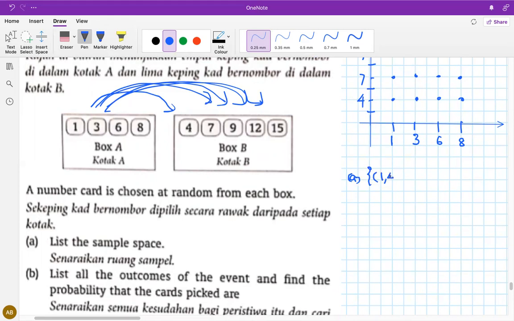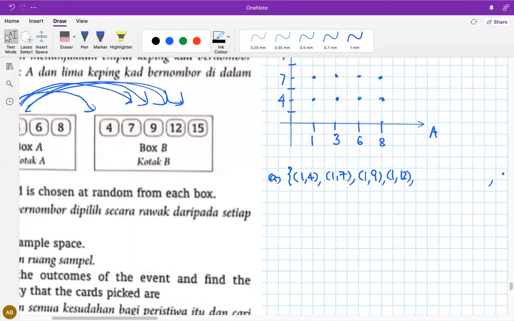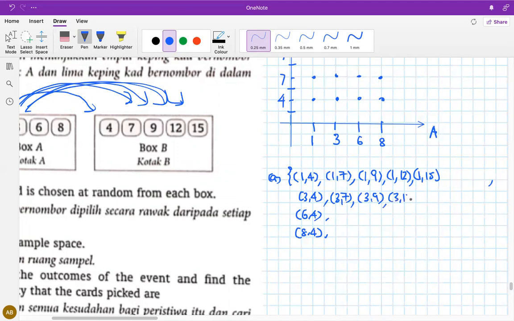So it becomes 1,4; 1,7; 1,9; 1,12; and 1,15. Okay, and then 3,4; and then 6,4; and then 8,4. Okay, comma, 3,7. So it's a bit tedious, but what to do? The question asks you to list down, you list down.